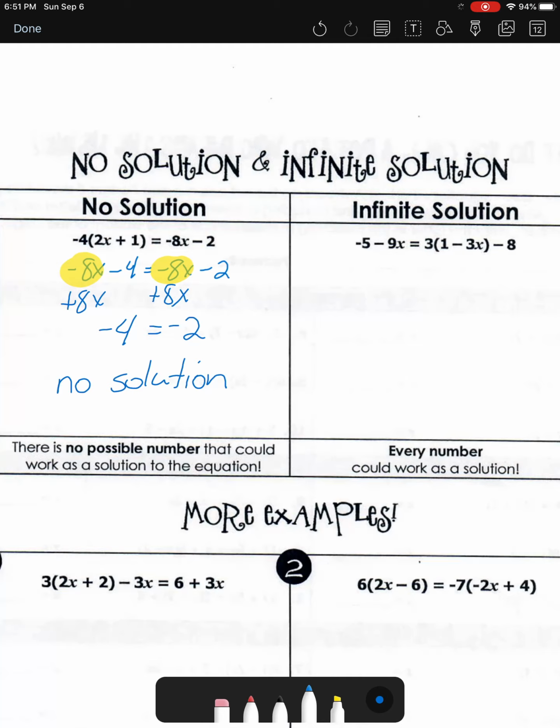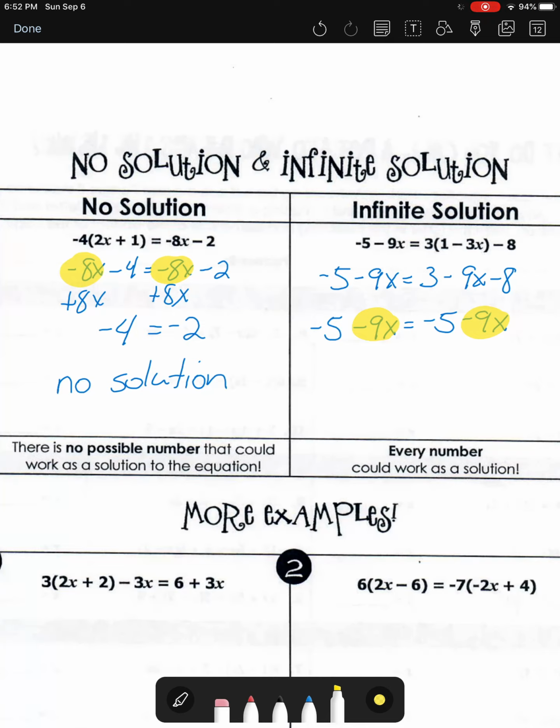The flip side of that is to have what's called infinite solutions. Okay? So let's see what that looks like. We've got a negative 5 minus 9x. We're going to distribute to get a 3 minus 9x minus 8. And I end up with a negative 5 minus 9x equals negative 5 minus 9x. So if we go ahead and grab my highlight tool, this one again, we have the negative 9x and we have the negative 9x, just like we did on the other one.